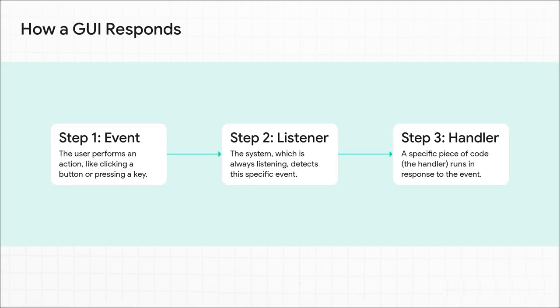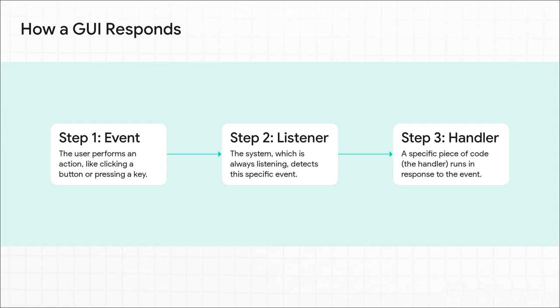First, you do something. You click a mouse, you press a key. That's the event. The system is constantly listening for that. When it hears it, it finds the specific little piece of code designed to respond to that exact event, that's the handler, and runs it. This little loop, event, listener, handler, is happening thousands of times a minute, creating that smooth, responsive feel we take for granted.